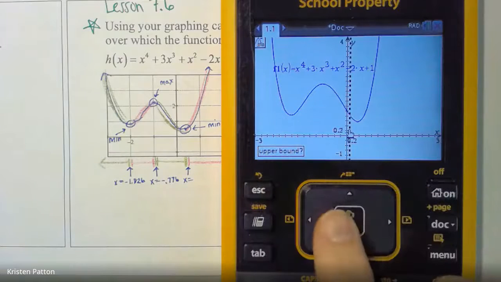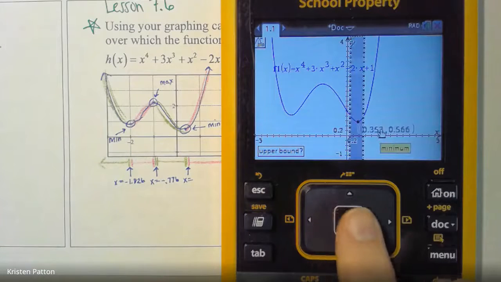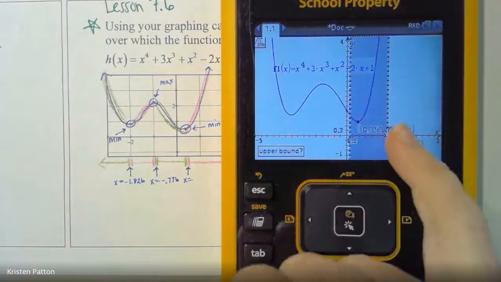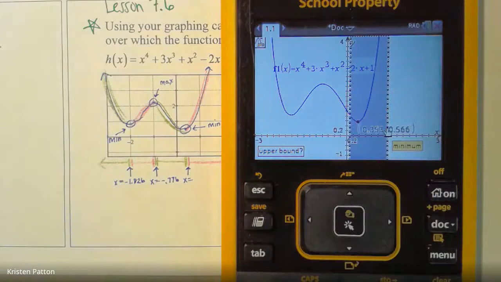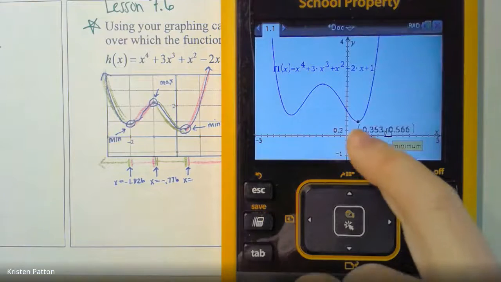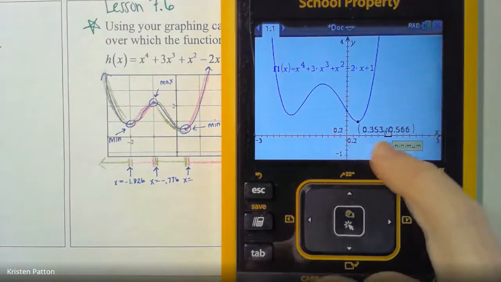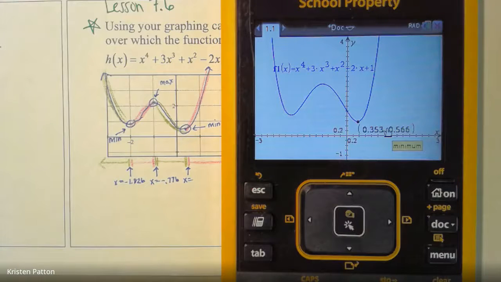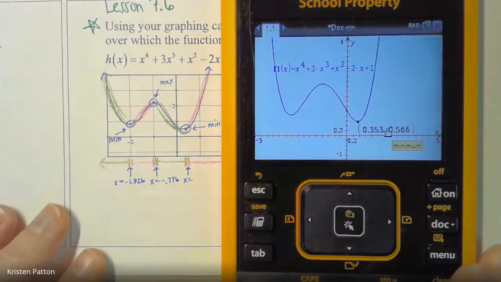And now it says upper bound. I'm just going to drag my mouse over. And you want to drag it until you are clearly on the other side of that low point and hit enter. It plots that point for us and it gives us the coordinates. Again, I only want the x coordinate, so 0.353.